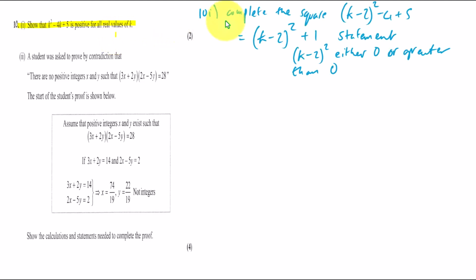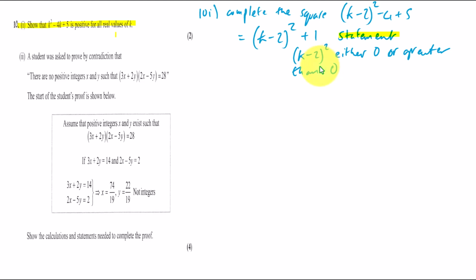Alright, complete the square. Get to (k - 2)² + 1. This statement is really important, where we know that (k - 2)² is either going to be 0 or greater than 0. You must have this statement in the mark scheme. If you just write greater than 0, you don't get the mark.